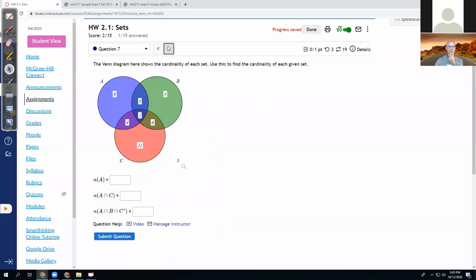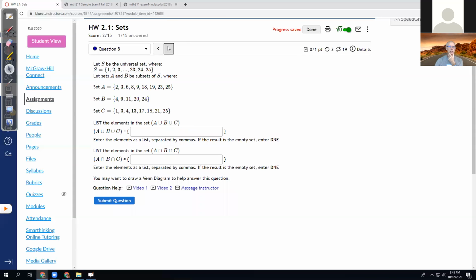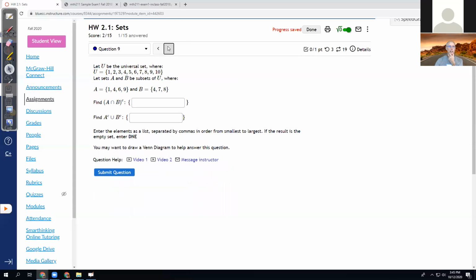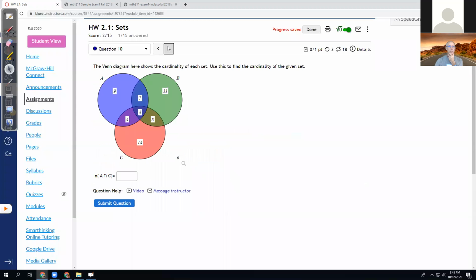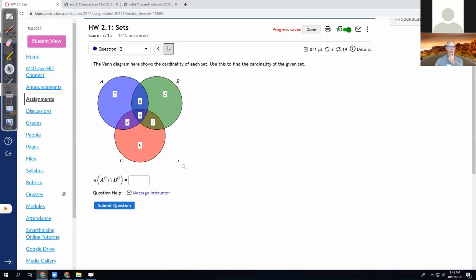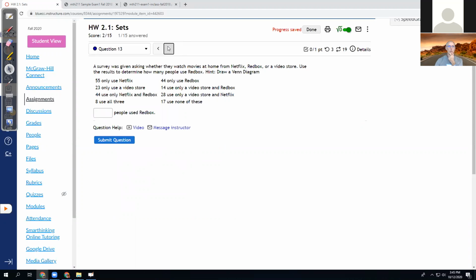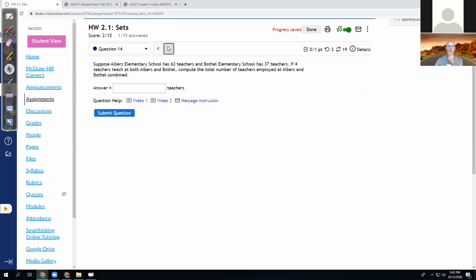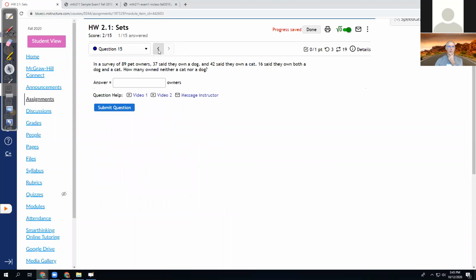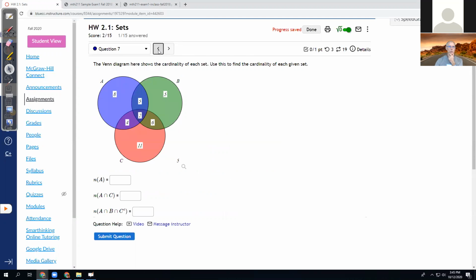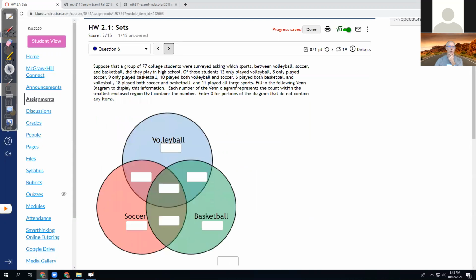Number 6, 7. Probably draw a picture on that one. There's another picture one. Okay, so those are all pretty similar to each other. Ooh, and then that's a complicated one right there. All right, let's go back up to that one, the volleyball one. Okay, we're going to try to do this one together.